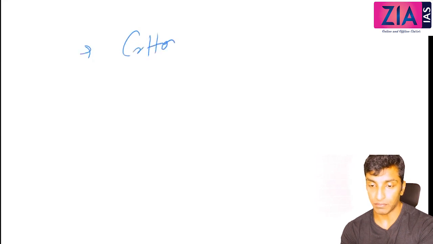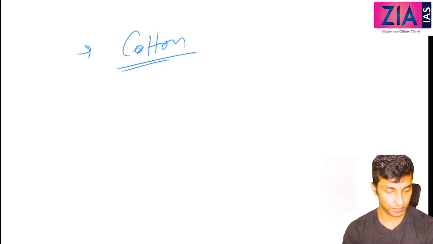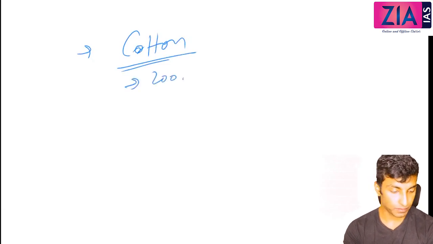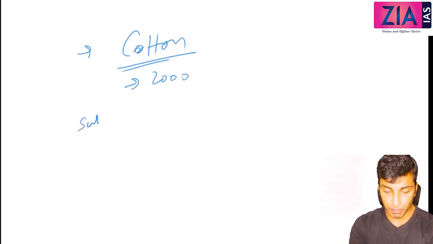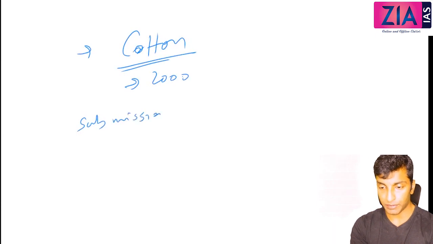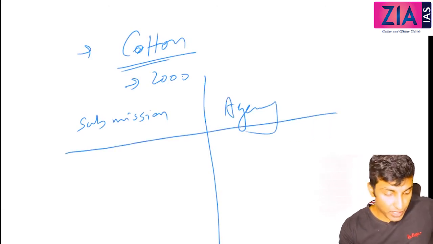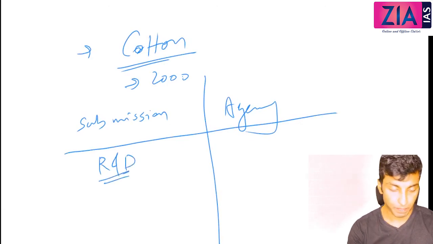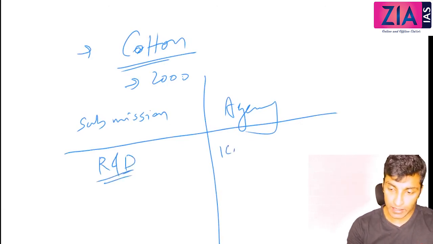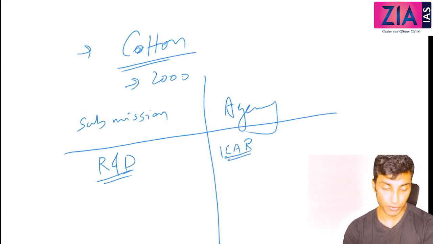Next, Technology Mission on Cotton. Launched in 2000, and there are some sub-missions also. Just make a column, sub-missions on the left side and the agency on the right side. So the first submission is related to research and development, promotion of research and development, and the agency is ICAR, Indian Council for Agriculture Research.